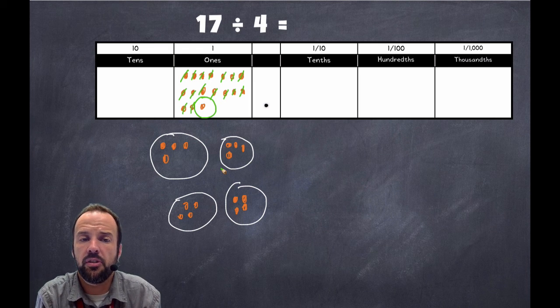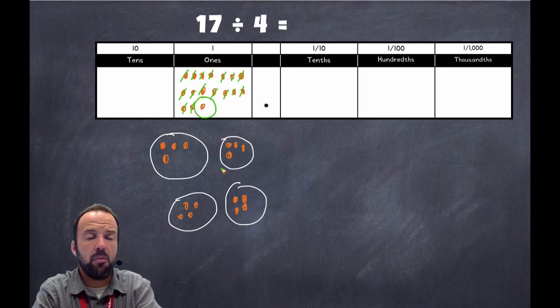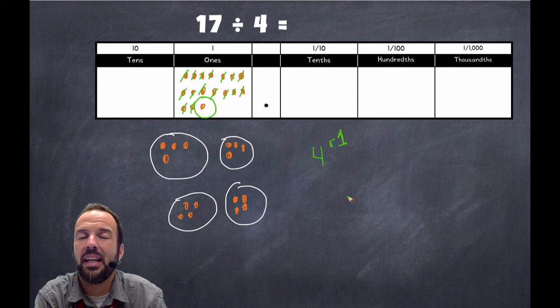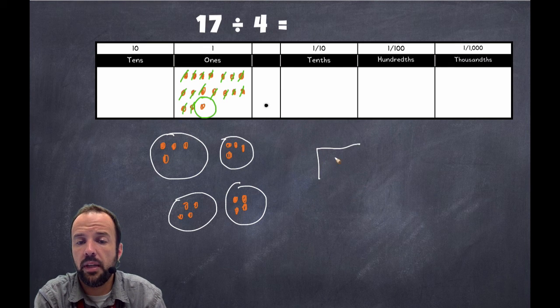So what am I going to do? Am I just going to say remainder 1? Well, back in 4th grade, we would have stopped there, and we would have said our answer was 4 with a remainder of 1. That's technically not a wrong answer, but we can get a more exact answer out of this.